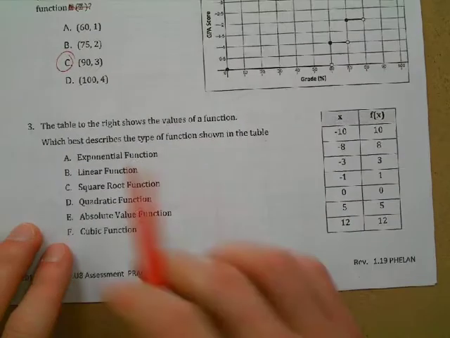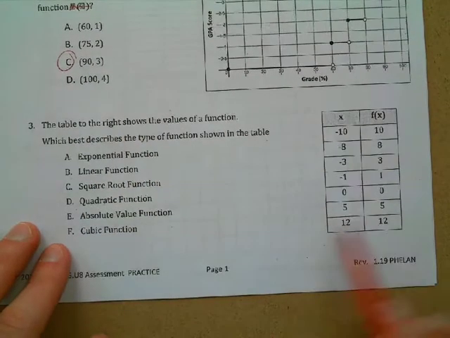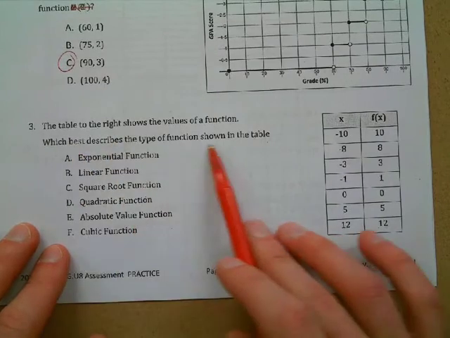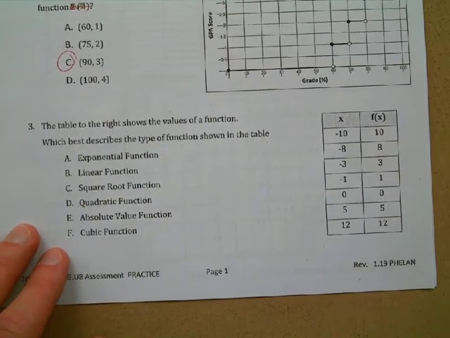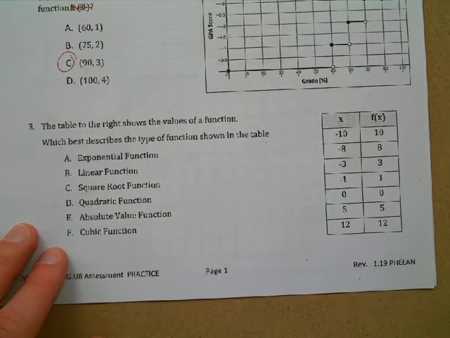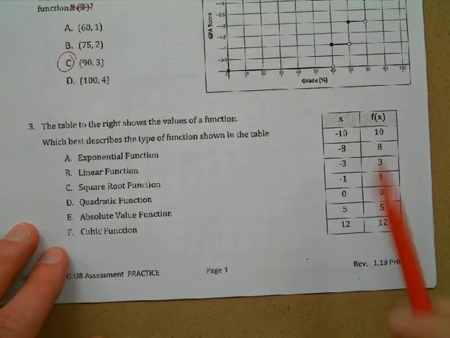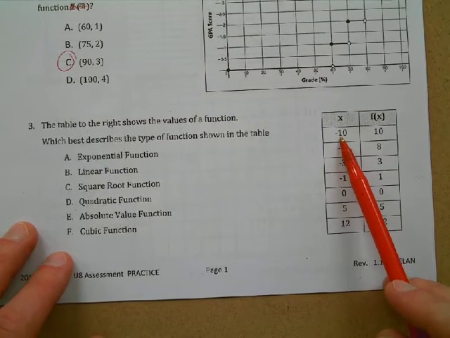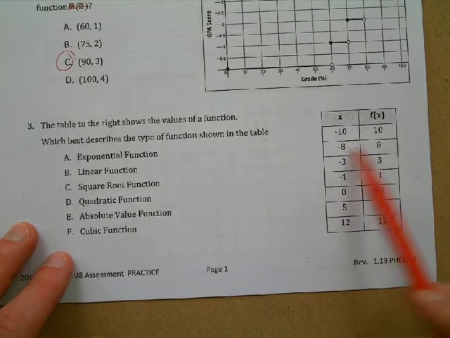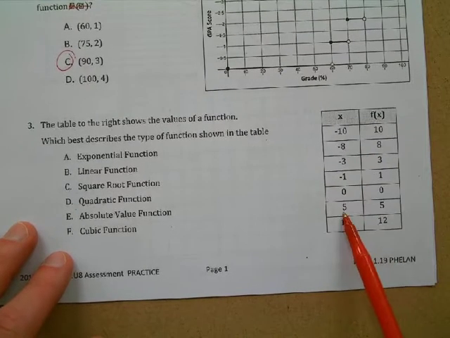All right, number 3. The table to the right shows the values of a function. Which best describes the type of function shown in the table? Okay? So what do you guys notice is happening here in the table? Same but reverse. So -10, what do you mean by the reverse there? Can you be more mathematical in your... Okay, so -10 becomes positive 10, -8 to 8, and then 5, it doesn't become -5, it stays positive 5, right?